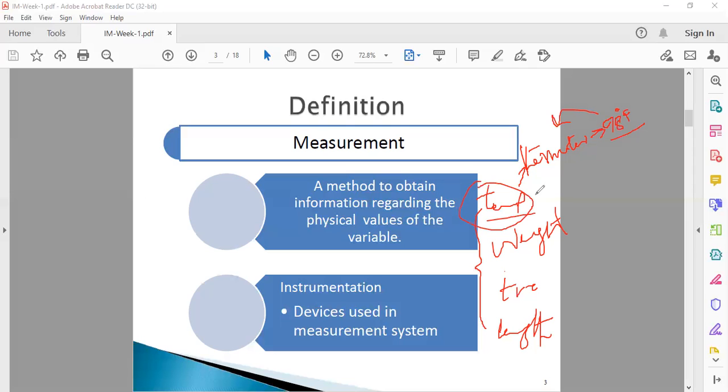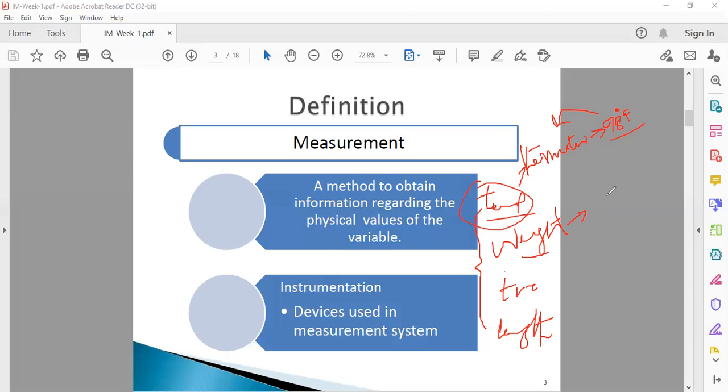These two are associated with each other, so that is why both of these are combined in one subject, instrumentation and measurement, because we cannot separate and isolate these two from each other. That is why the subject is named instrumentation and measurement, or measurement and instrumentation, both are the same thing.